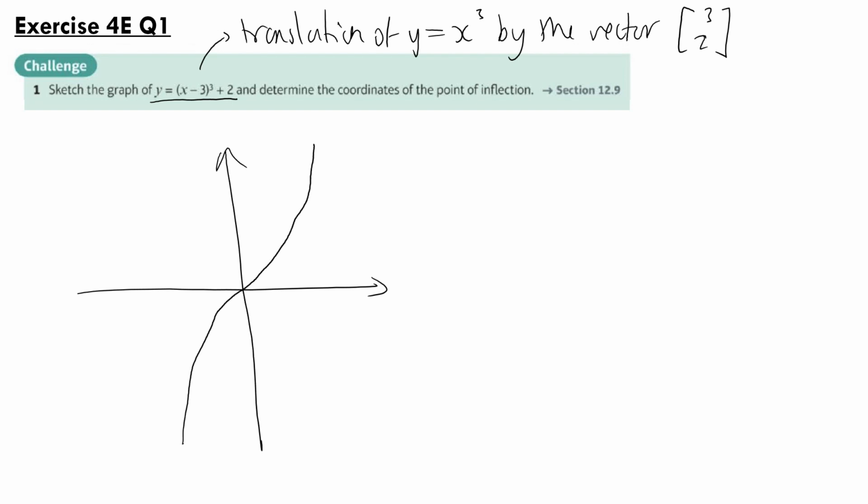Okay, I'm drawing the graph of y equals (x minus 3) cubed plus 2 on top. It should look something like this. I haven't drawn that particularly well, but you get the point. And determine the coordinates of the point of inflection. Well, the point of inflection on y equals x cubed is here, and that was at (0, 0). The new point of inflection is here, and we've translated the graph 3 right, 2 up, so this new point will be (3, 2). And that is our answer.